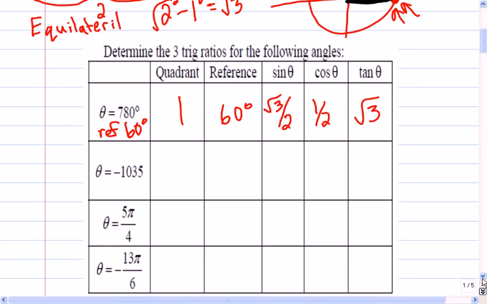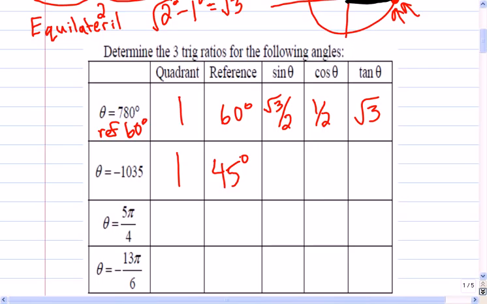So negative 1035. If this was a front side spin, this is a back side spin, so you're going backwards now. So where does it end up? It's close to 1080, right? So what quadrant are you going to be in if you're going backwards and you didn't get quite all the way around? You're still in quadrant 1, because you're going the other way. So this is a quadrant 1 angle. Do we know what the reference angle is? 45 is the reference angle.